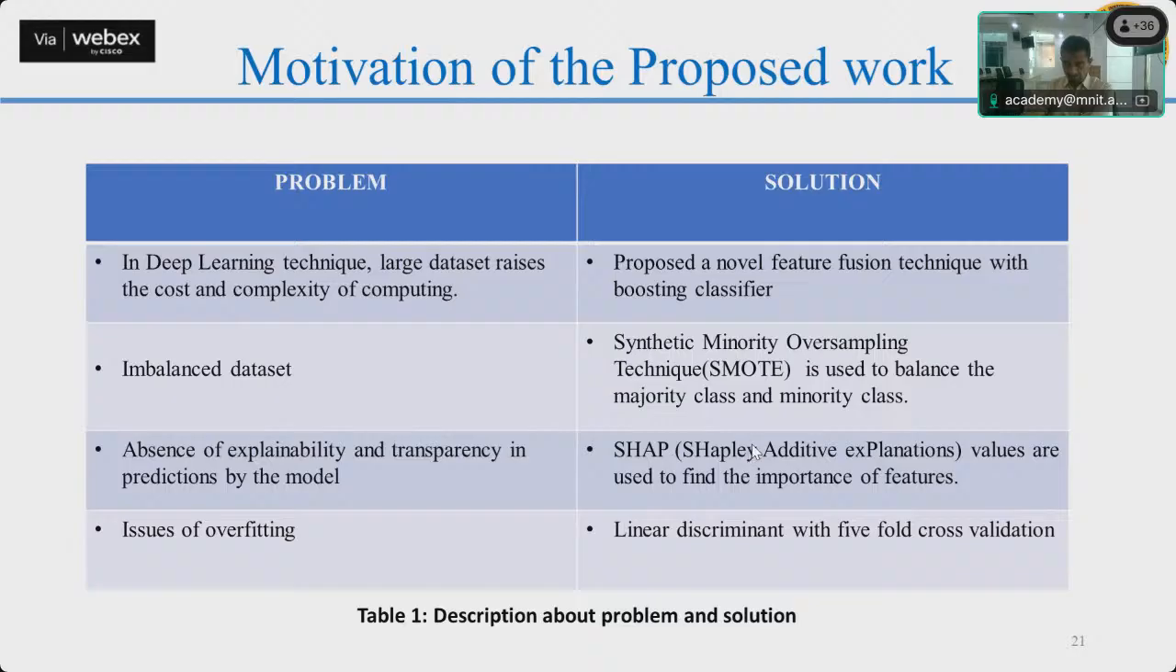So again, going to the motivation of the proposed work: in deep learning, taking a large data set raises the cost and complexity of computing. But here a novel feature fusion technique with a boosting classifier has been proposed. Then an imbalanced data set is definitely a problem. Then there is the absence of explainability and transparency in the predictions.